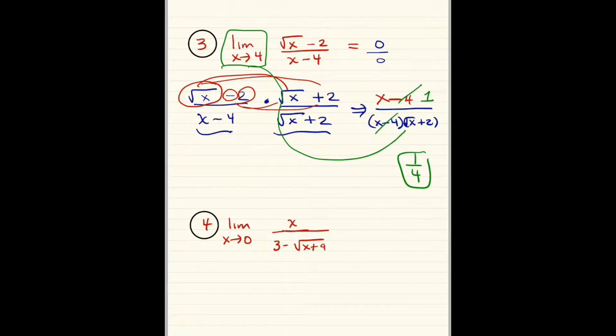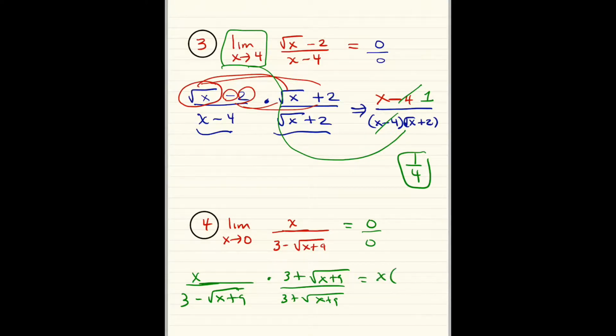Let's try this one. You get 0 over 0 again. Okay, you guys can pause the video, make sure that you understand how to get 0 over 0. Once that happens, you're going to multiply by the conjugate. So the conjugate of 3 minus radical x plus 9 is going to be 3 plus radical x plus 9 square rooted. You're not going to distribute that guy out.